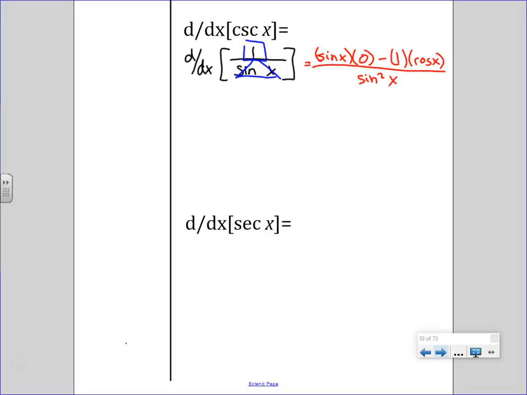Did I do the quotient rule properly? Yeah. But what's 0 times anything? 0. So I have 0 minus 1 times anything is itself, all over sine squared of x. Isn't 0 minus cosine the same thing as just negative cosine? Yes. Well, that's not pretty. It's right, but it's not pretty.